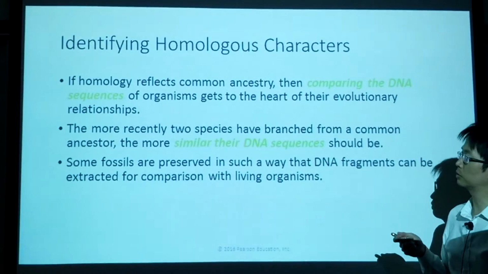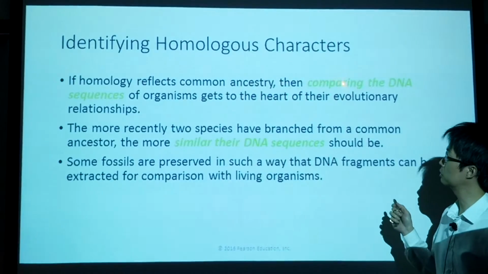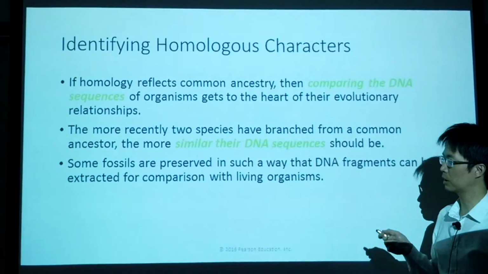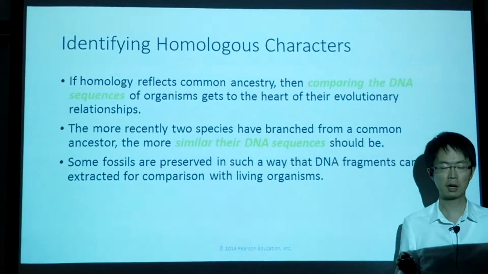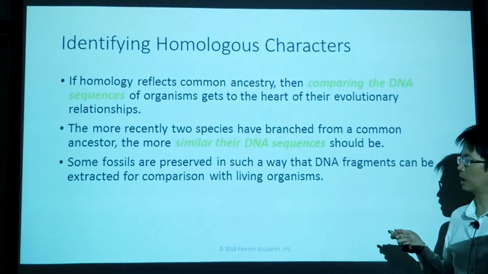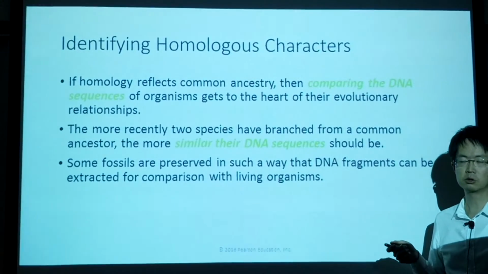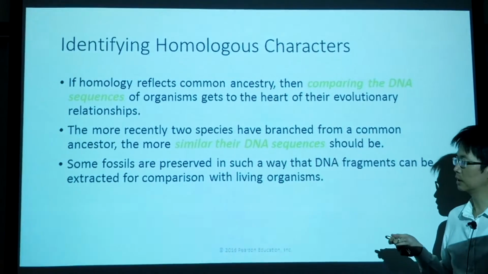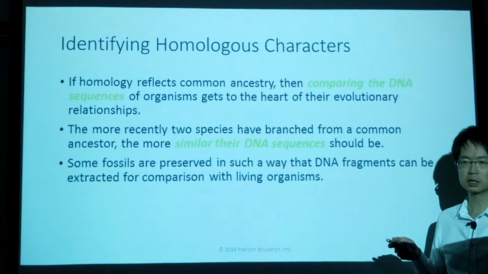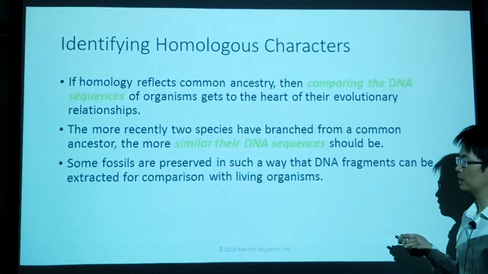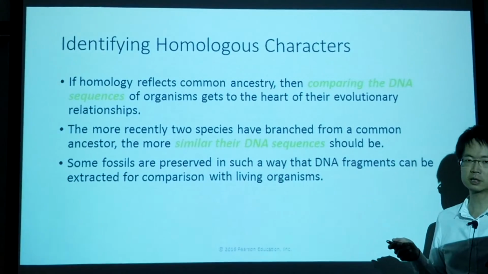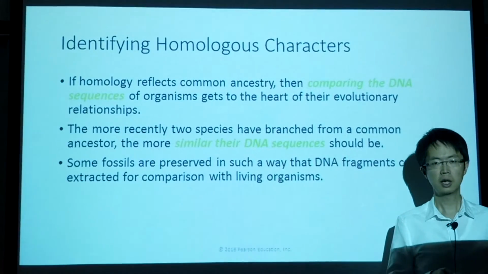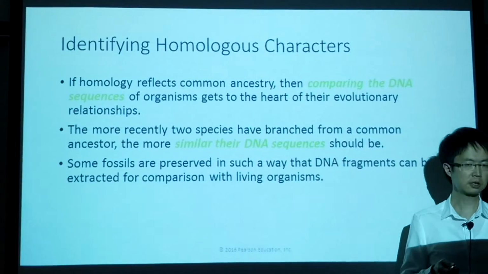Another way to identify a homologous structure is to compare the DNA sequence. That's why we use the molecular techniques. We talked about that in the biotechnology lecture, to sequence the DNA. That means to read or map out the DNA sequence, and then we compare the DNA sequence of the two species. If the two species have a very similar DNA sequence or DNA fragment, then we can assume that these two animals are closely related.